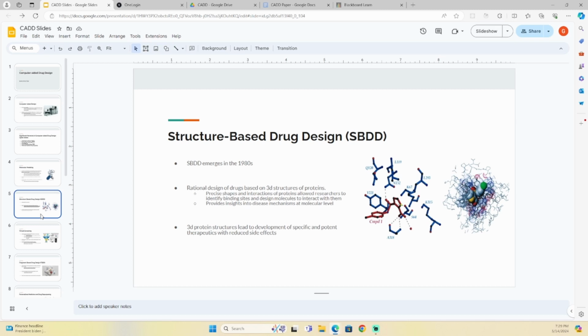It is the rational design of drugs based on 3D structures of proteins. Precise shapes and interactions of proteins allowed researchers to identify binding sites and design molecules to interact with them. This provides insights into disease mechanisms at a molecular level, and these 3D structures lead to development of specific and potent therapeutics with reduced side effects.